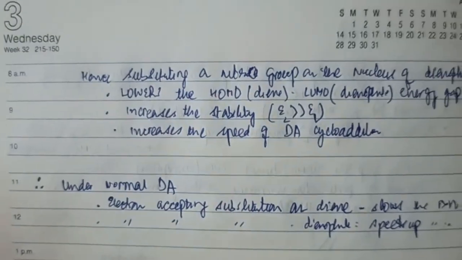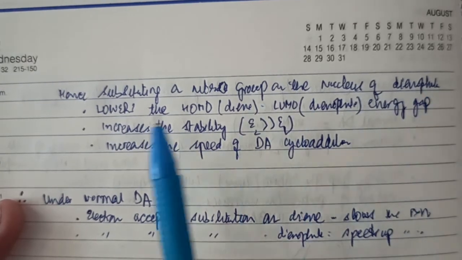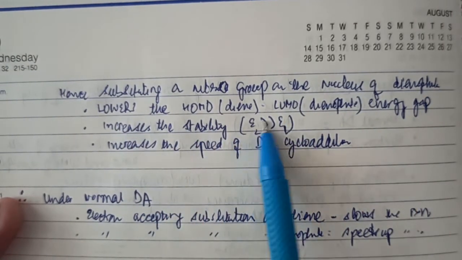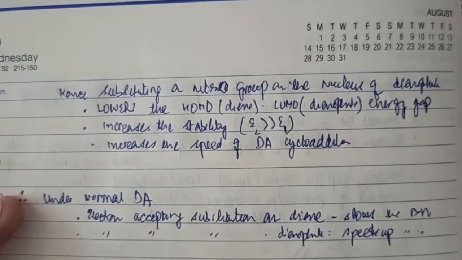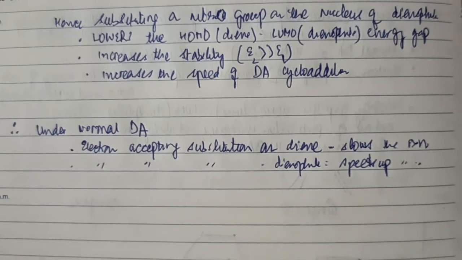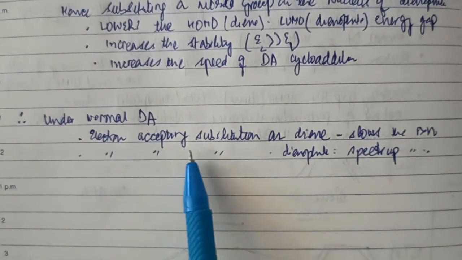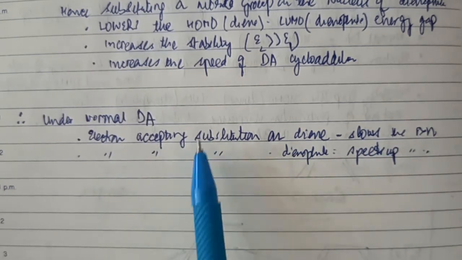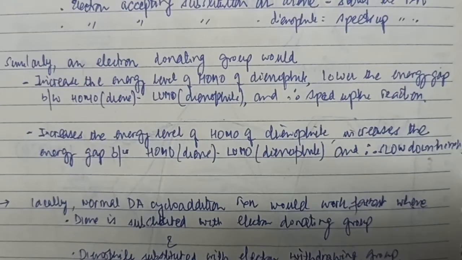This would mean that substituting a nitro group onto the nucleus of the dienophile lowers the HOMO-LUMO energy gap, increases the stability of the reaction, and therefore increases the speed of a Diels-Alder cycloaddition reaction. Hence, we can say, if we are considering a normal Diels-Alder reaction, electron donating substitution slows the reaction, whereas electron accepting substitution on the dienophile speeds up the reaction.